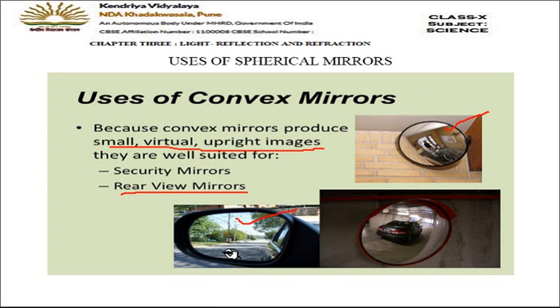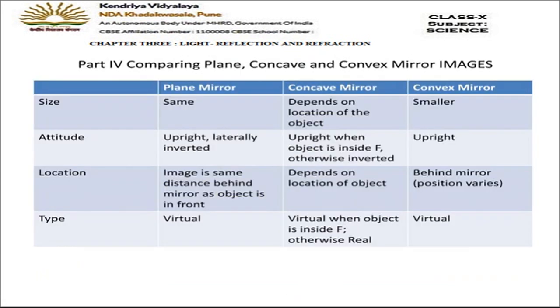So it gives a virtual and erect image which is smaller in size. So it gives a broad view of the surroundings behind the car. That's why convex mirrors are used as rear view mirrors. Now let's move on to the next slide and see.